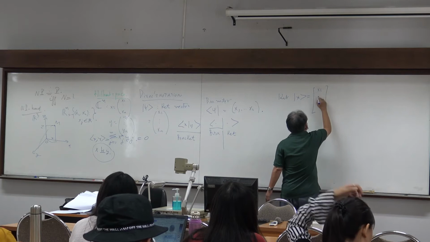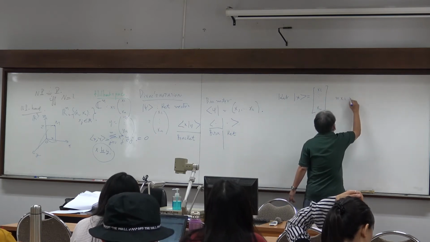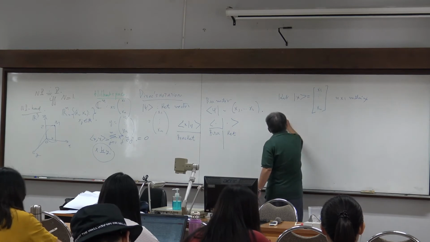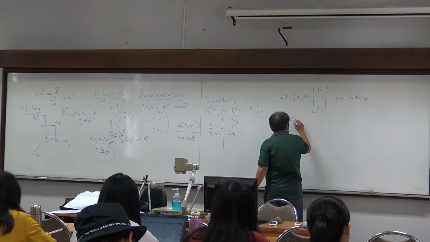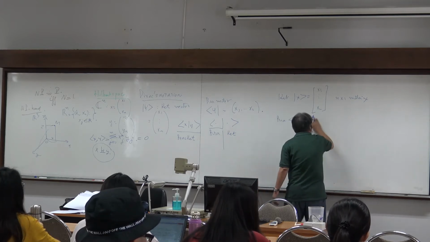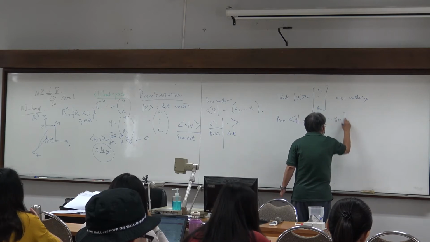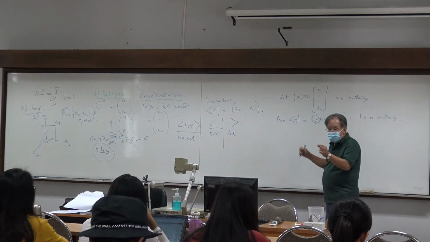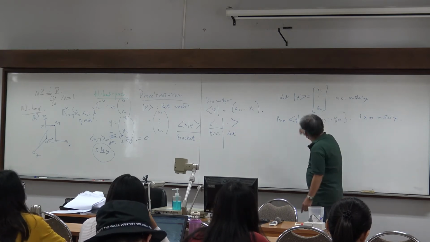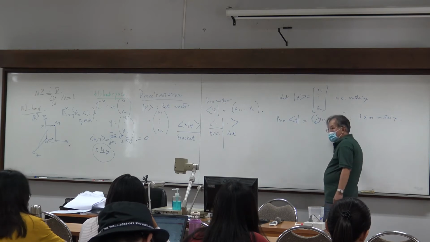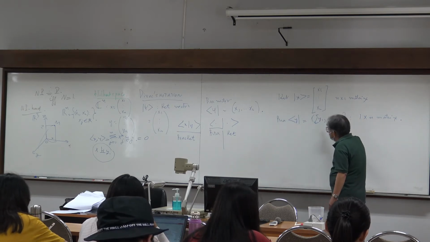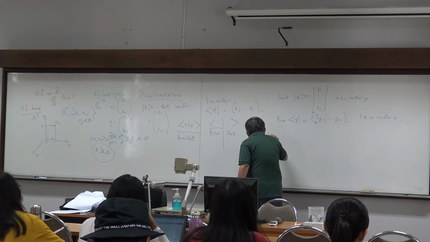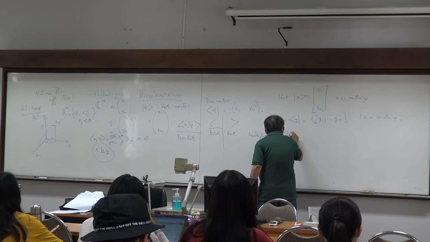And the matrix. This is n by 1 matrix, because a vector is a special kind of matrix. And the bra vector is the other way around. This is 1 by n matrix. Row vector, row vector. It's very important because in this one, you can multiply. This product is a multiplication.